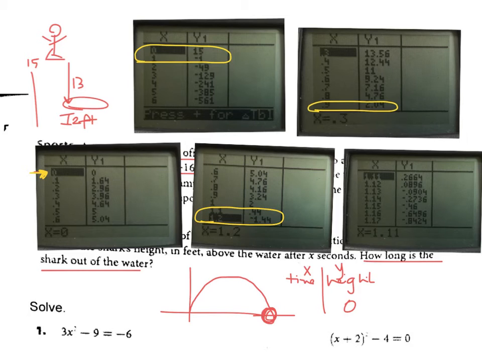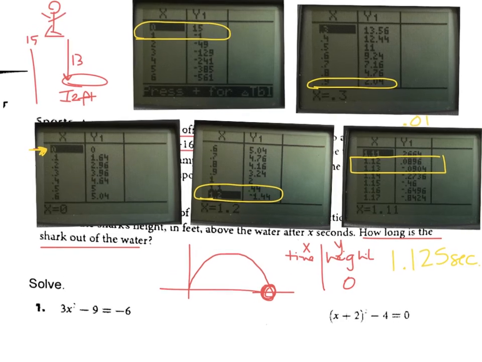Then I changed my values to count by 0.01s this time so I could get even closer, and it looks like somewhere between 1.12 and 1.13. If I had to take a guess, this is just my mathematical guess, I would say the answer is 1.125 seconds. We're going to talk about how to solve that a little bit more specifically next week though.